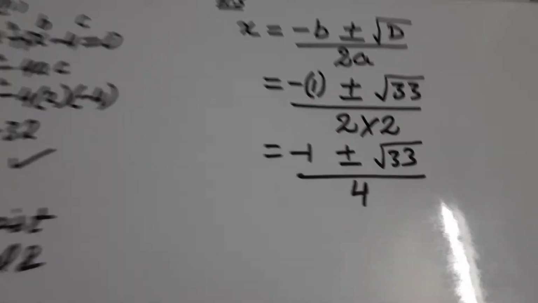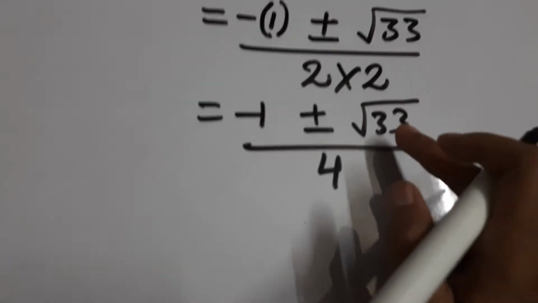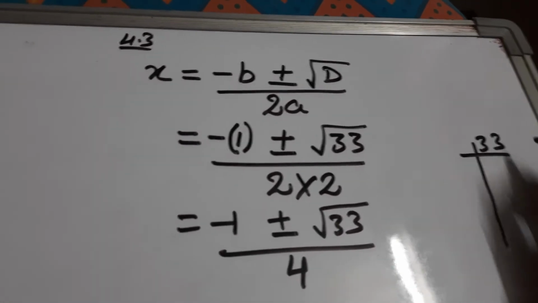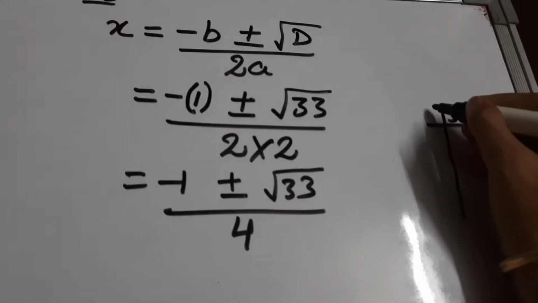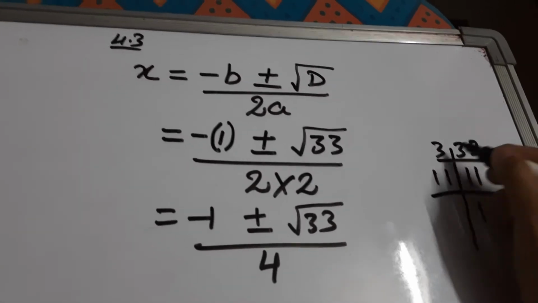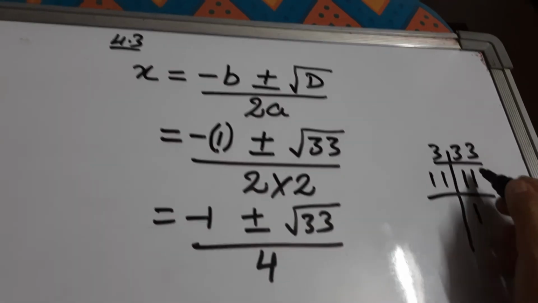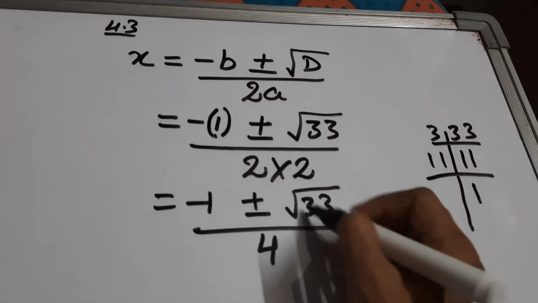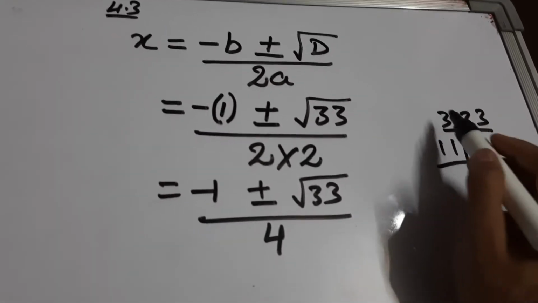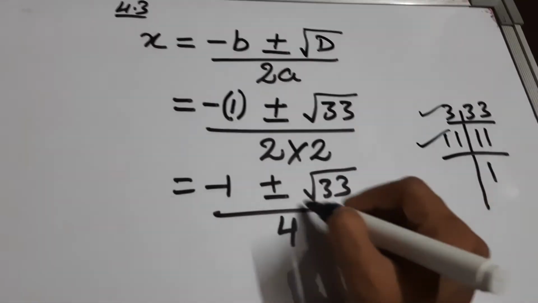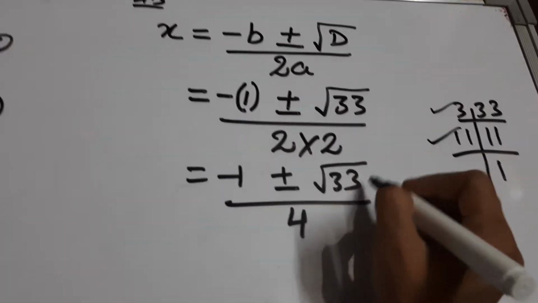Dear students, now 33 is not a perfect square number, so you can solve it by prime factorization. But let us check. So we'll get 3 11s are 33 and 11 1s are 11. Again pairs are not forming. For square root, a pair must be formed. No pair is formed. Single 3 is there, single 11.